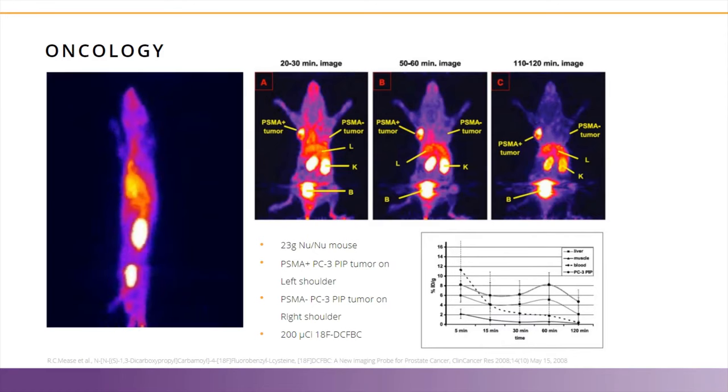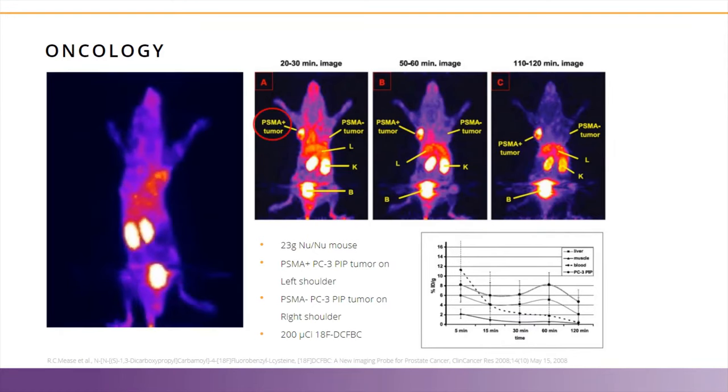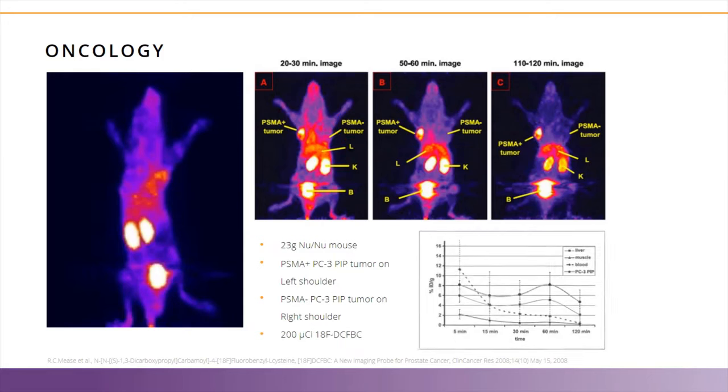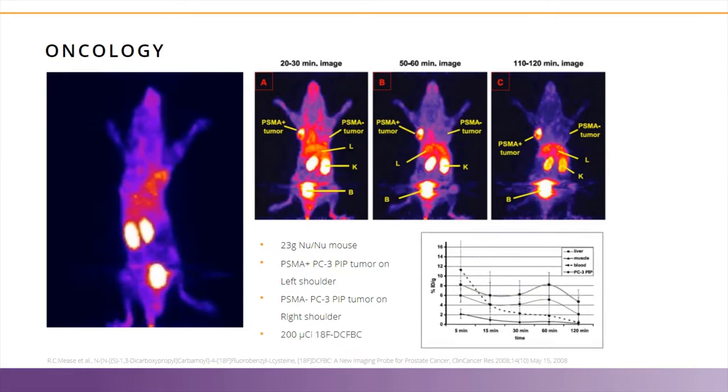In this example, the mouse had 2 tumors. One was positive for PSMA, or prostate-specific membrane antigen, and the other was negative for this antigen. In this experiment, DCFBC was injected to the mouse. DCFBC is a PET agent specifically designed to target prostate-specific membrane antigen. For this reason, we are clearly able to visualize the tumor on the animal's left shoulder, but not on the animal's right. This agent also has some affinity for the liver, kidney, and bladder.